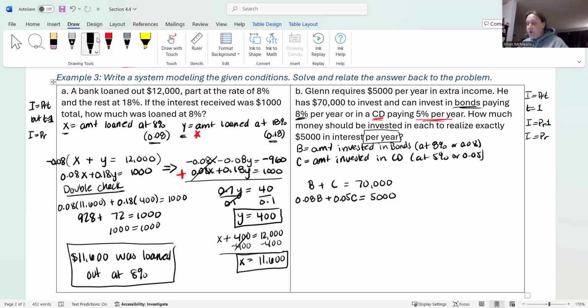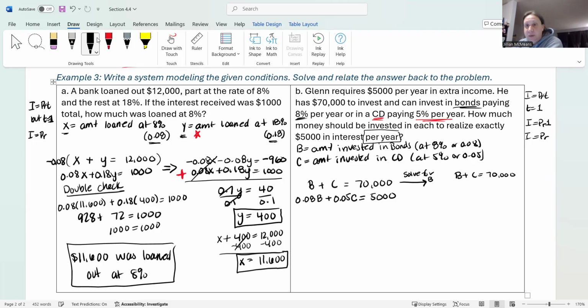Okay, and I told you earlier that I would solve this one using substitution. It doesn't really matter which method you use for either of these. I just want to show you both. So let's say for this top equation, we solve it for B. We're going to solve for B though, so we want to know what B equals compared to the rest of the equation.